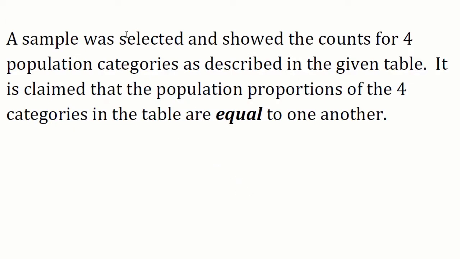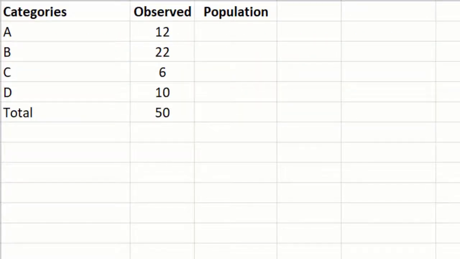Alright, so let's spend some time reading the wording of the example here. At the start, a sample was selected and showed the counts for 4 population categories as described in a given table. So let me quickly now bring up the given table. In this table here, what we have is a sample, and the total of this sample is 50.